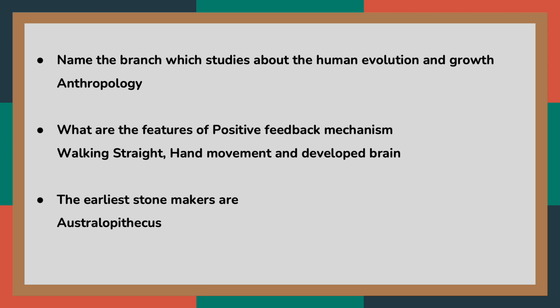Anthropology is the branch which studies human evolution and growth. And the second question is about the features of the positive feedback mechanism. It is walking straight, the hand movement and a developed brain. Also, the earliest stone makers are the Australopithecus species.